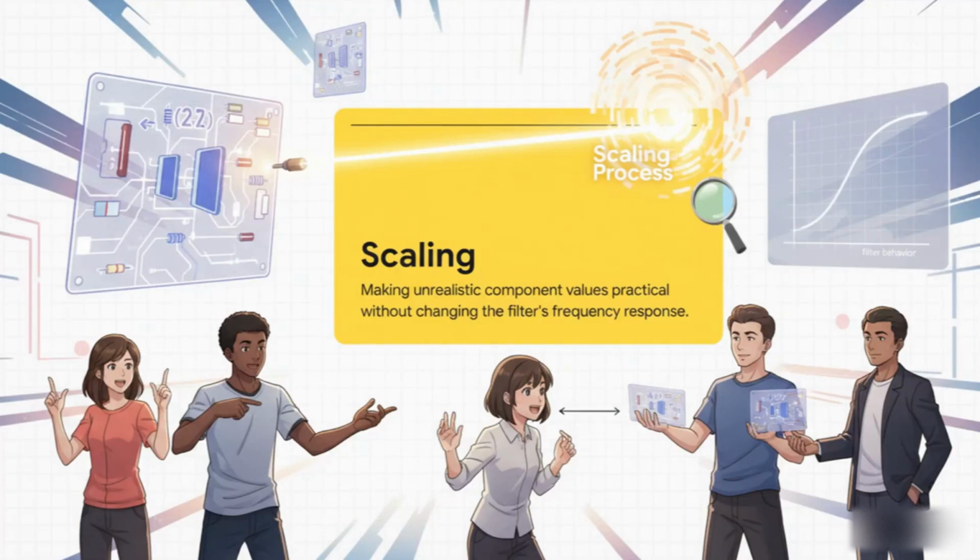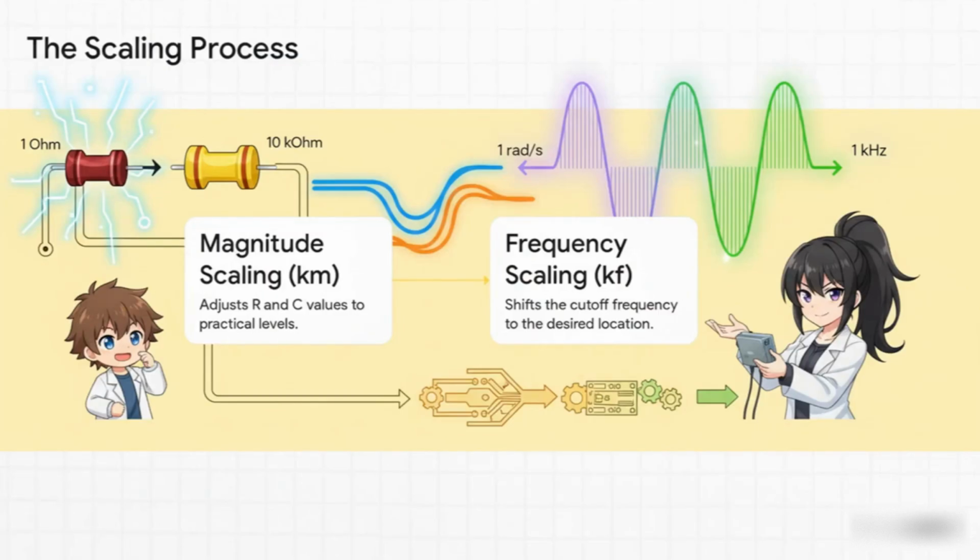Well, the answer is this really elegant process called scaling. Scaling is basically the magic trick that lets us take those totally impractical textbook component values and transform them into real-world, practical parts you can actually buy, all without messing up the filter's performance. It is the essential bridge from theory to reality. And the best part? It's actually a pretty simple, two-step process.